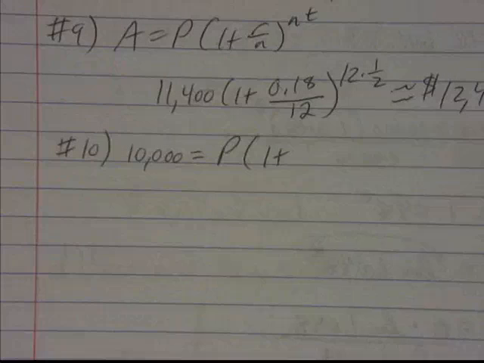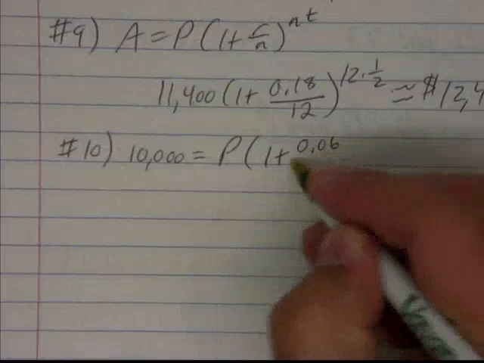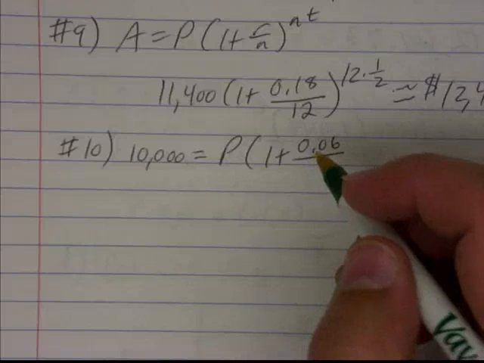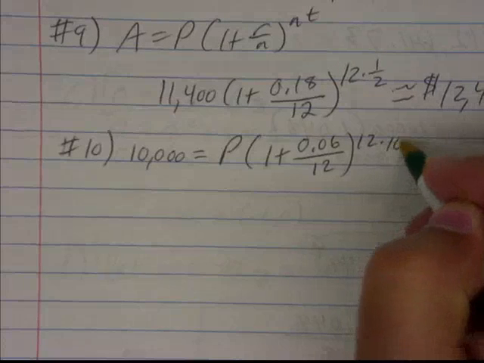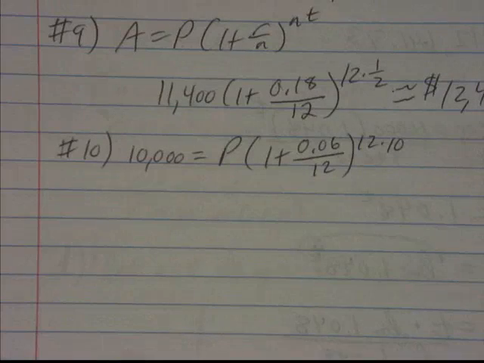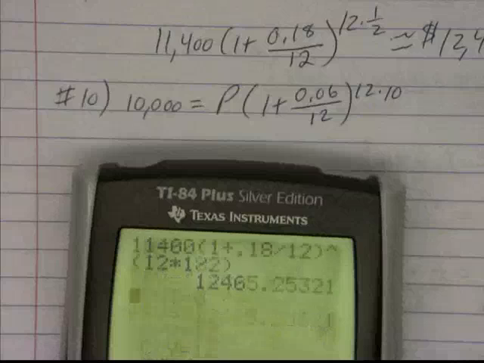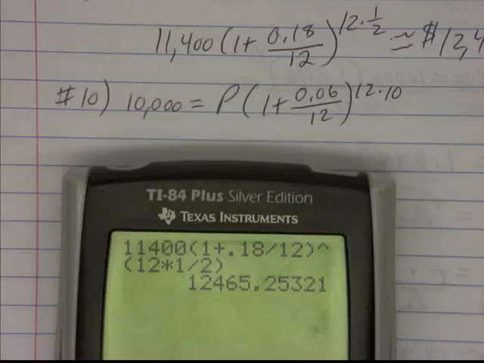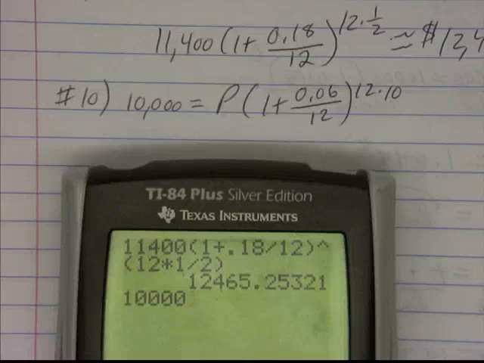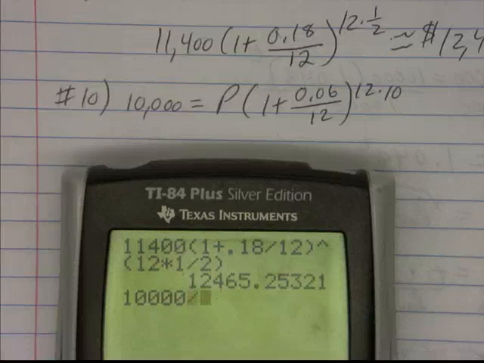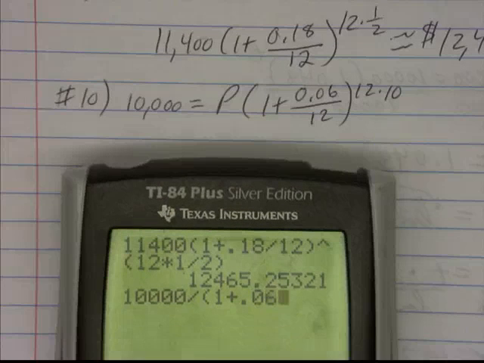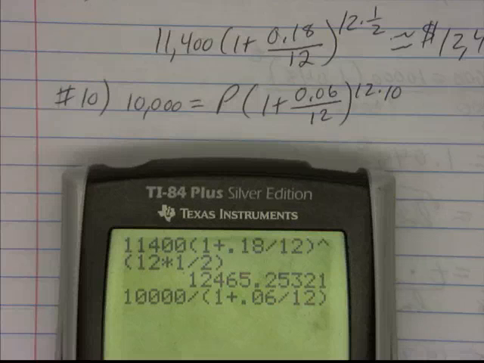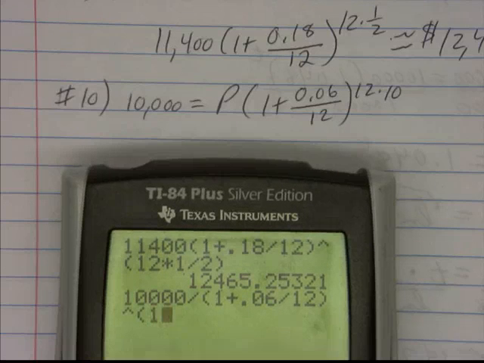Our interest rate is 6%, so we turn that into 0.06, divided by 12 because it's compounded monthly, raised to the 12 times 10. And then if we do that using the calculator and not using the finance app, you would just plug in 10,000, and then instead of times, like we did up here, we would divide it by parentheses 1 plus 0.06 divided by 12, parentheses, raised to the parentheses 12 times 10.